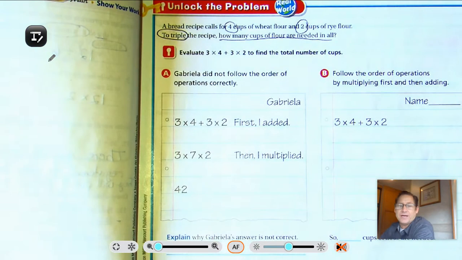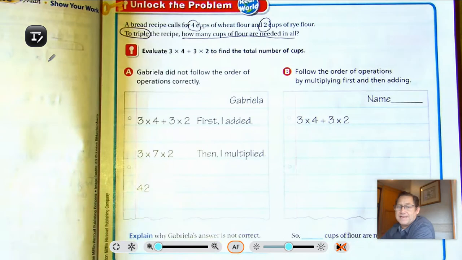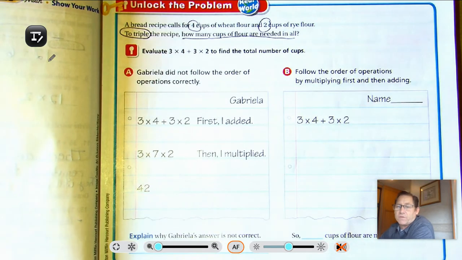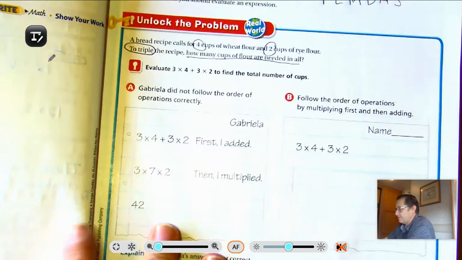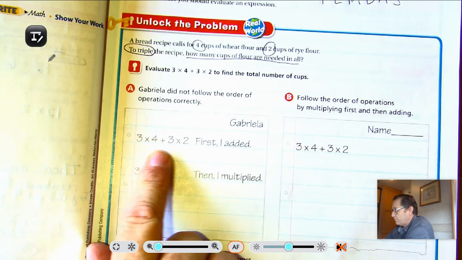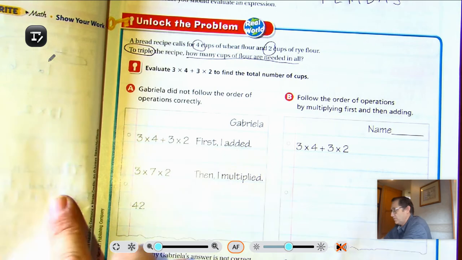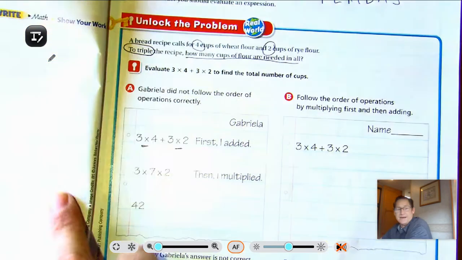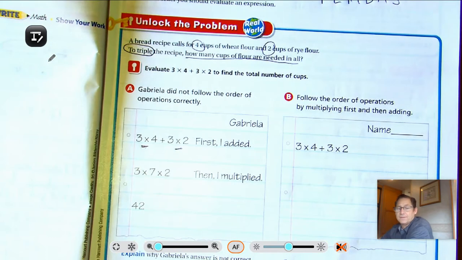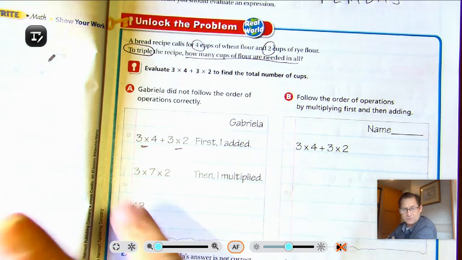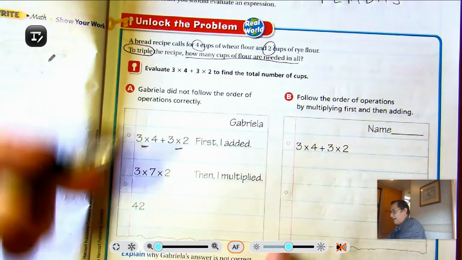All right, so we have to figure out. It says Gabriella did not follow the order of operations correctly. And we have to follow the order of operations by multiplying first and then adding. So let's look here. So here, 3 times 4 plus 3 times 2. She says first I added. Well, no, she should multiply first. Okay? Multiplication or divide, then add or subtract. Then she multiplies. So she got those backwards. So let's do it correct.